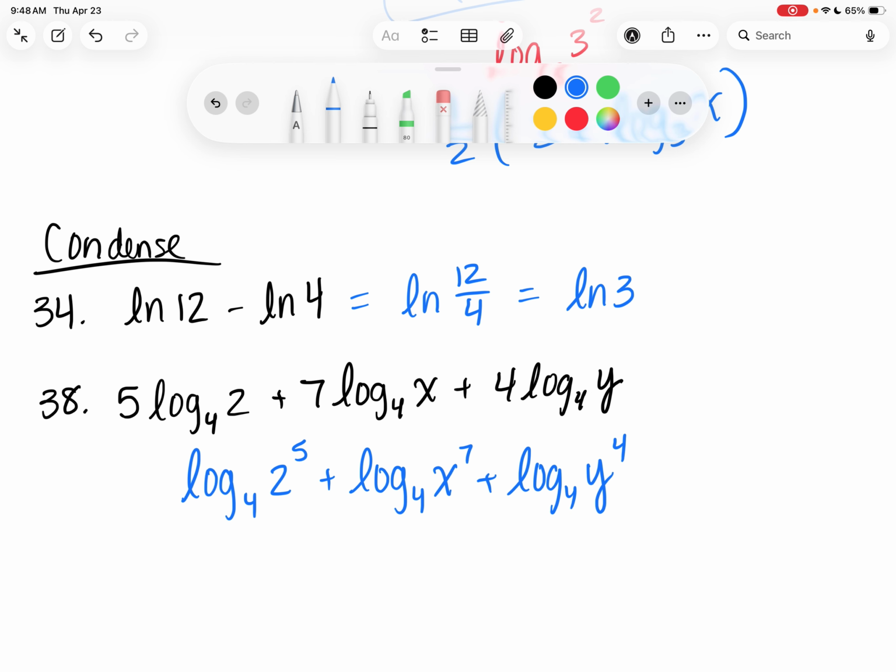So these are all the sum of logs. That means it's equal to the log of a product. So we're going to write log base 4 one time. 2 to the 5th is 32. And then x to the 7th, y to the 4th.